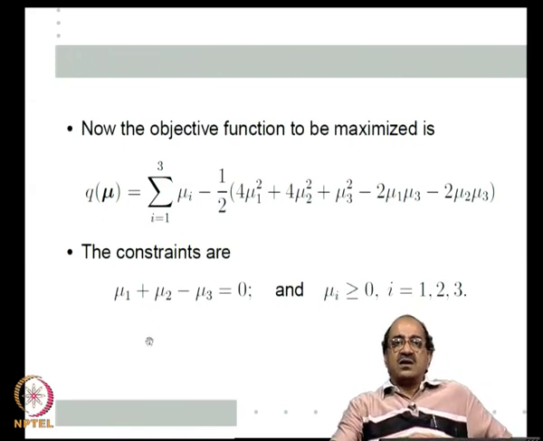So, that is mu 1 plus mu 2 minus mu 3. Mu 1 and mu 2 are in class plus, y1 and y2 are plus 1, y3 is minus 1. So, mu 1 plus mu 2 minus mu 3 is equal to 0 and the mu's are positive. Okay. This is my problem to be solved.